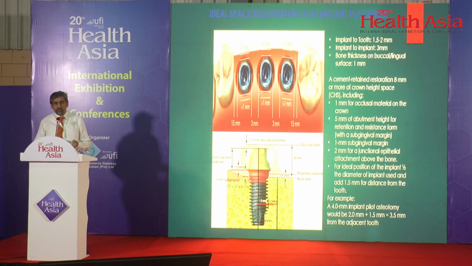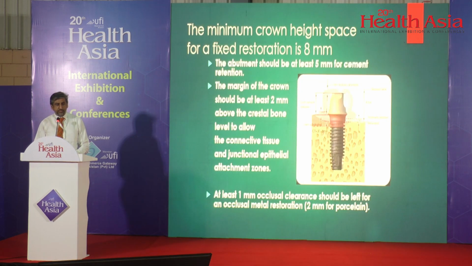For example, if you are placing an implant of 4 mm width in the patient, you need to divide the implant by 2, so 4 divided by 2 becomes 2, and you add 1.5 mm from the adjacent tooth, that makes 3.5. So your first reference point should be at 3.5 mm and you end up in the center of the implant if you are doing an implant in that area.